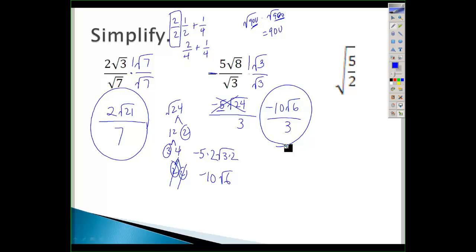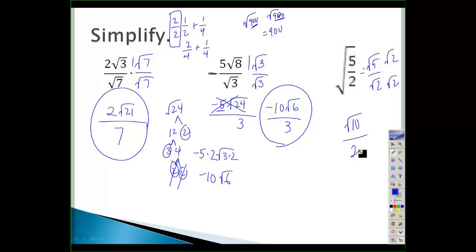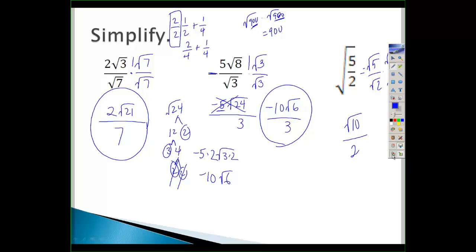All right, let's look at one more here. This is kind of a combination of rules. This is really the square root of 5 over the square root of 2. Nothing we can simplify yet, but we can't have the square root in the denominator. So I'm going to have to multiply the top and bottom by the square root of 2. The square root of 5 times the square root of 2 is the square root of 10 over 2. And again, you can't cancel that 2 with that 10 because they're not both under the square root sign. So make sure you don't do that.